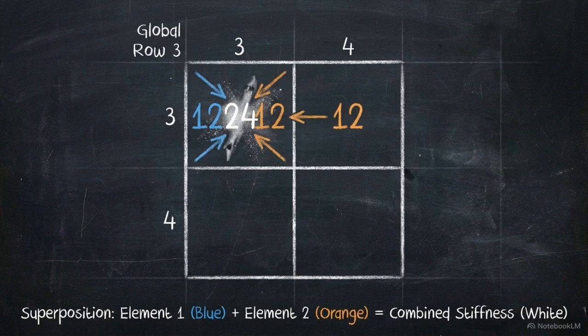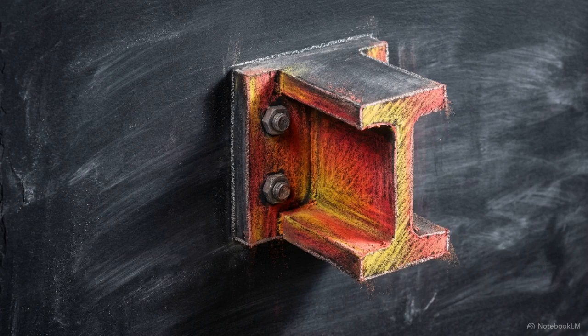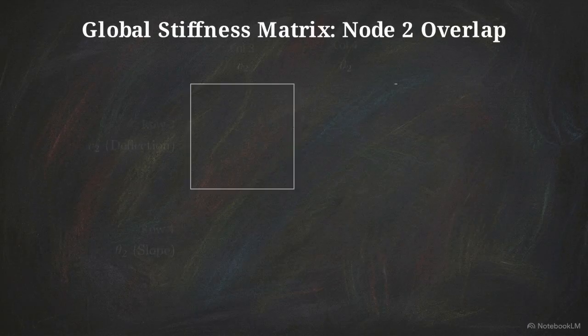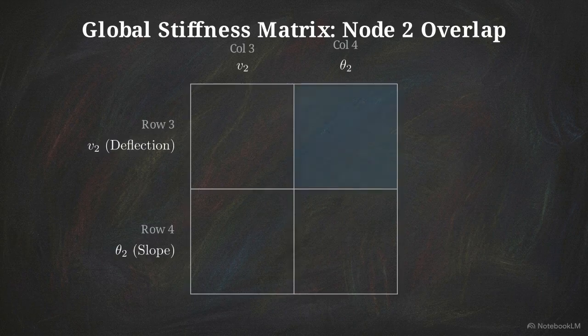Focusing on row 3, column 3, we see the terms for lateral deflection. The blue term from the first element and the orange term from the second add together to form a value of 24. This value doubles because both elements provide equal resistance to vertical deflection at their shared connection, increasing the total rigidity. We see a different result in the off-diagonal terms, which govern the interaction between deflection and slope.